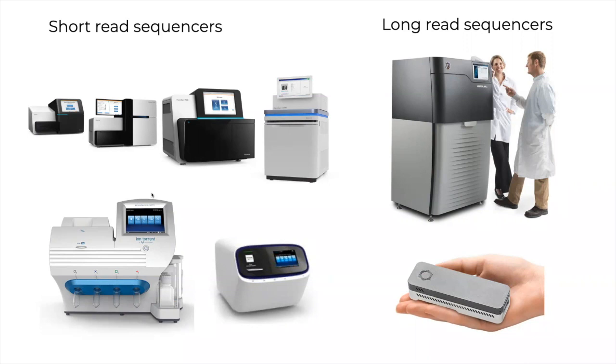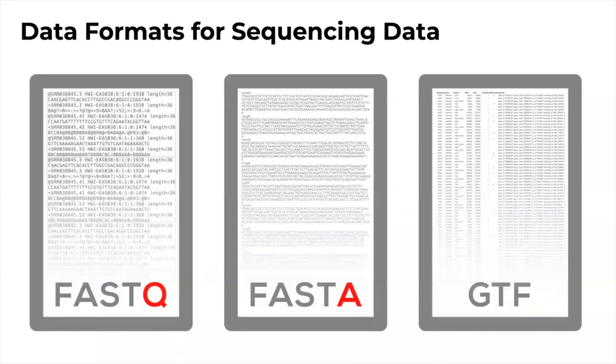So how do we analyze such data? The raw data that is coming out of these machines is stored in different file formats. These include FASTQ files, Fasta files, GTF files, BAM files, SAM files, etc. To understand how we're going to go from this raw data that was generated using a sequencing machine, we need to understand what is inside these files and what they are used for.